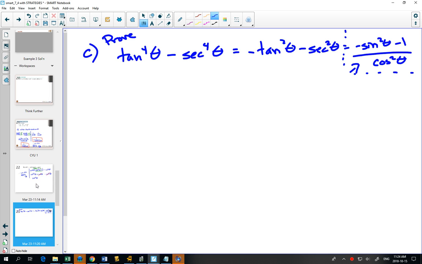We are going to add a part C. Why? Okay? Don't write that down in the green box. That's just to make it an advanced proof. Are we going to need to write anything for the thing? No, you can write this under the think further. Add it at the bottom of the page. It is a power of 4. Tan to the 4 minus secant to the 4 equals negative tan squared minus secant squared.